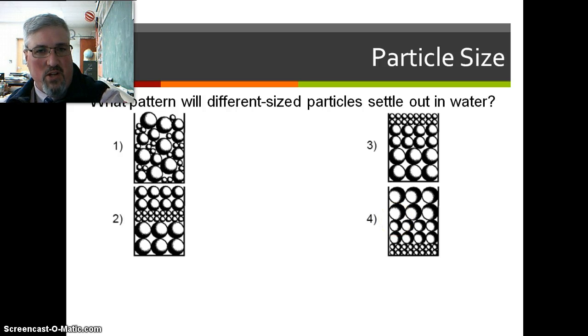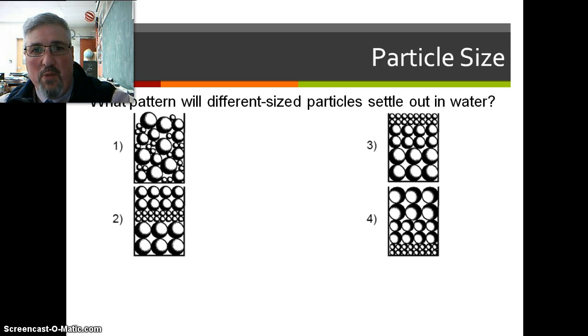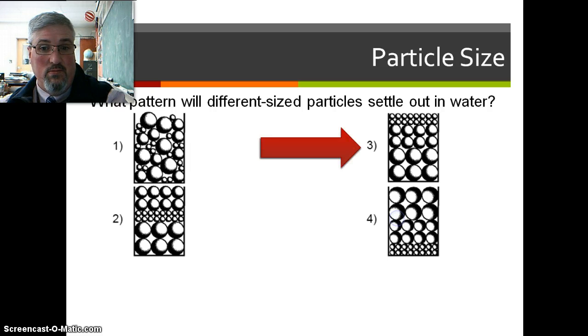All right, so stop and think about this. Remember, you can't figure out the answer unless you stop and think. If I drop a whole bunch of stuff that are all different sizes, but they're all made of the same stuff, which particles will end up on the bottom? Which particles will end up in the middle? Which ones will end up on top? Did you say number 3? Because if you did, you were right.